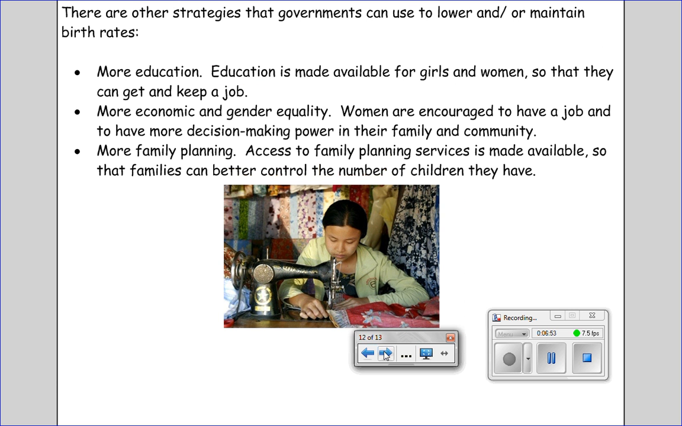There are other strategies that governments can use to lower and or maintain birth rates. They can increase the amount of education that is available. Education is made available for girls and women so that they can get and keep a job. More economic and gender equality. Women are encouraged to have a job and to have more decision-making power in their family and community. More family planning. Access to family planning services is made available so that families can better control the number of children they have.